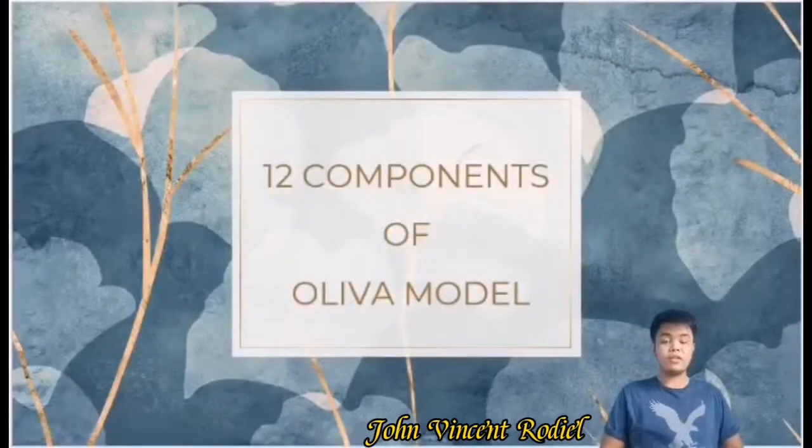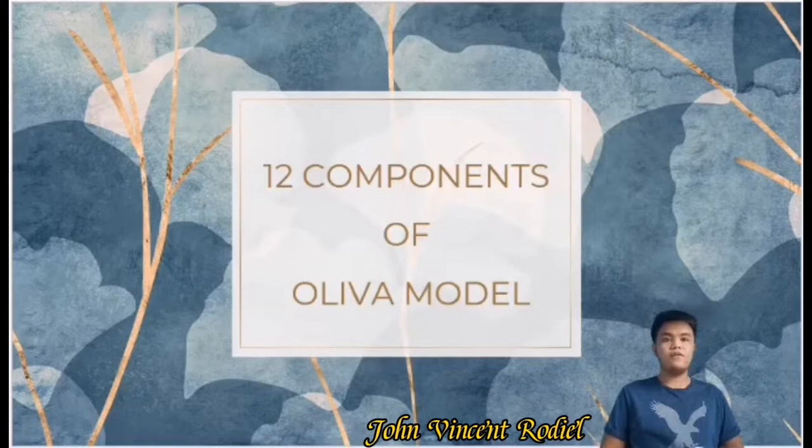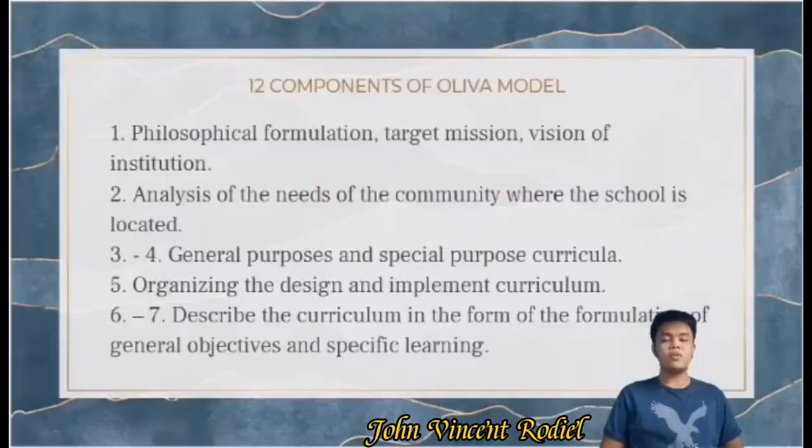The 12 components of the Oliva model. It illustrates a step-by-step process of developing the curriculum, from specifying the needs of students in general and the needs of the society to evaluating the curriculum. So, the first component in the development of the curriculum is the philosophical formulation, target, vision and mission of the institution, that all come from analysis of students' needs and analysis of community needs.